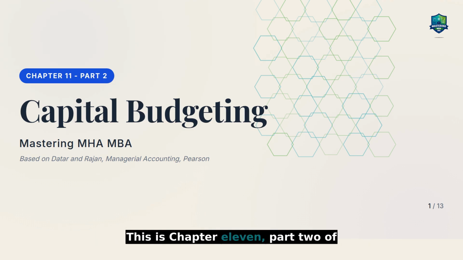This is Chapter 11, Part 2 of 3. In Part 1, we built net present value, the gold standard. Now we meet the three other measures you will actually hear in meetings: internal rate of return, payback, and the accounting rate of return. We will see what each one tells you and what each one hides.